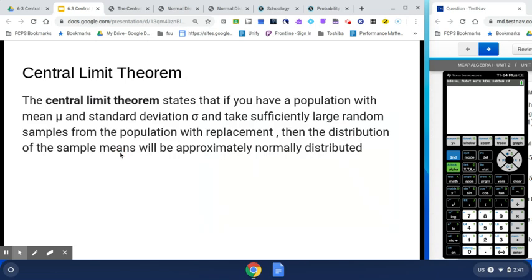Okay, so this takes us back to what the central limit theorem actually states. It says if you have a population with mean mu and standard deviation sigma and take sufficiently large random samples, sufficiently large in this case meaning at least 30, from the population with replacement, then the distribution of the sample means will be approximately normally distributed. So it really doesn't matter what the initial distribution looks like. When we take a mean of at least 30 readings and look at the distribution of those means, that shape is going to be normal.